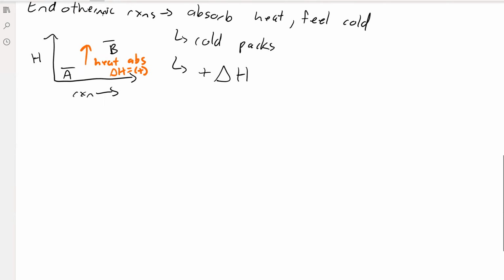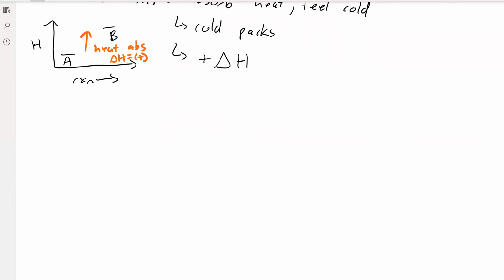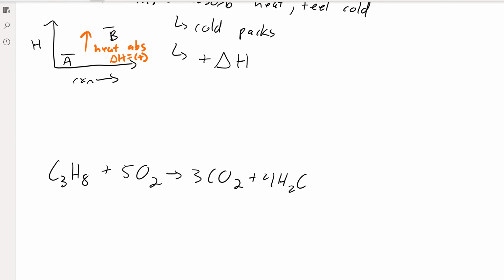So let's just take a look at some examples of some reactions and how we're going to write our enthalpy of reactions. So here we have C3H8 plus 5O2 going to 3CO2 plus 4H2O. The C3H8 is propane. And you can tell this is a combustion reaction, right? Combining with oxygen to form carbon dioxide and water. So this is what happens when you fire up your grill, right? They're usually attached to propane tanks.